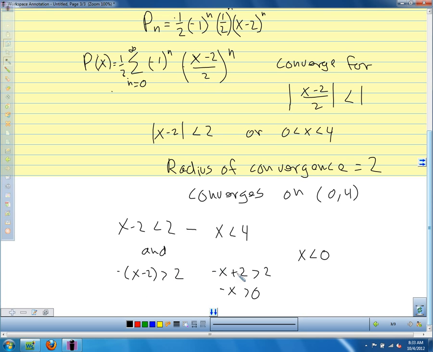I made a mistake. You can just remove the absolute value sign, but then it's 2. Right. And then the second one is x minus 2 is greater than negative 2. There we go. That's what I wanted. I had put my negative sign on the wrong side. Then we add 2, so x is greater than 0. So that gives me my interval. That's how we came up with that.